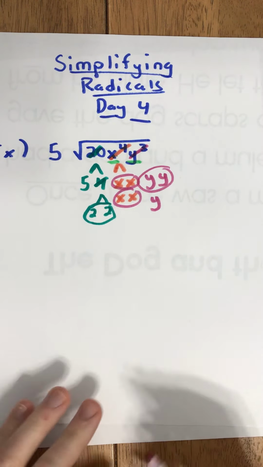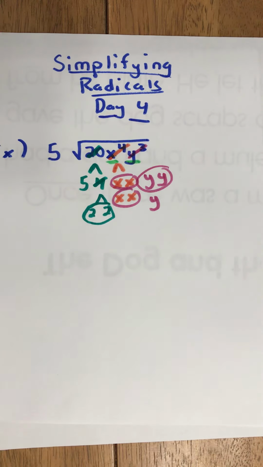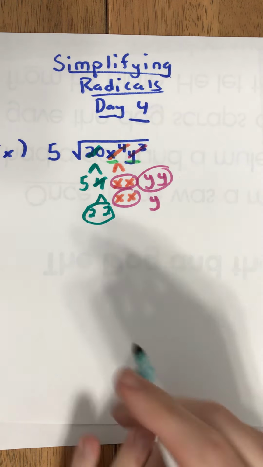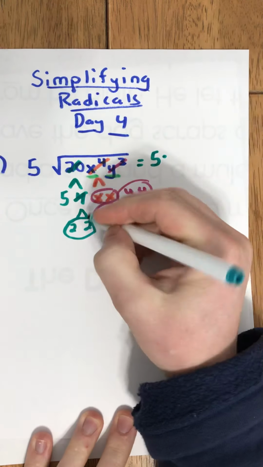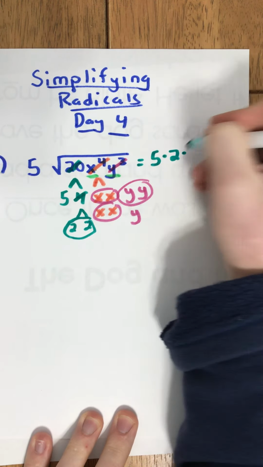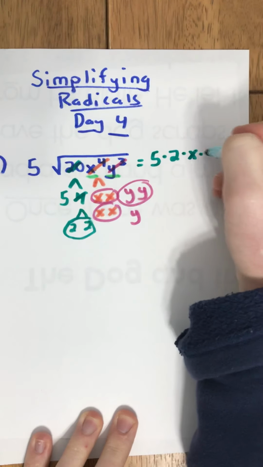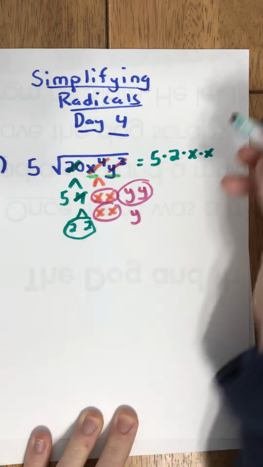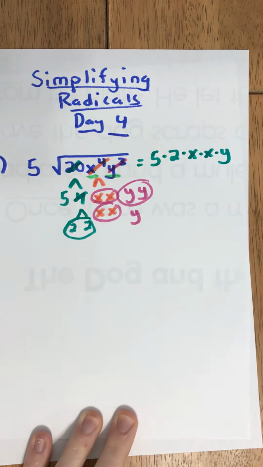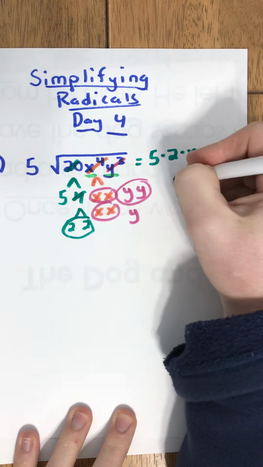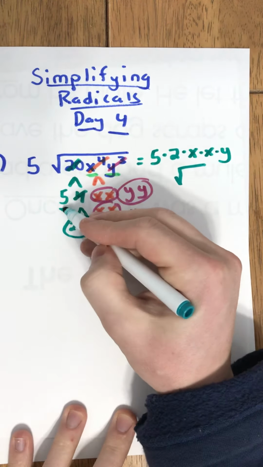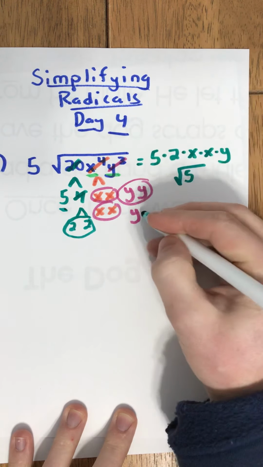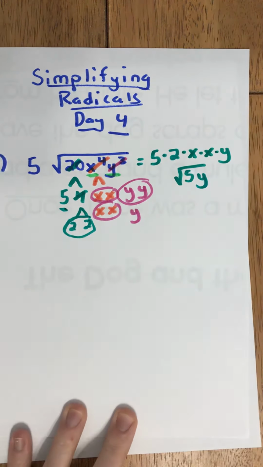Those pairs, just like before, are going to come outside of my radical. Now, already sitting outside, you probably notice that we have a 5. So I'm going to keep that 5 out there. I'm going to add in our 2 that we had a pair of. We had an x and another x, and we also had a pair of y's outside. Now I'm kind of running out of room. Normally this would all be right next to each other. And inside my square root, we're going to have the 5, and we're also going to have that y that was left over.